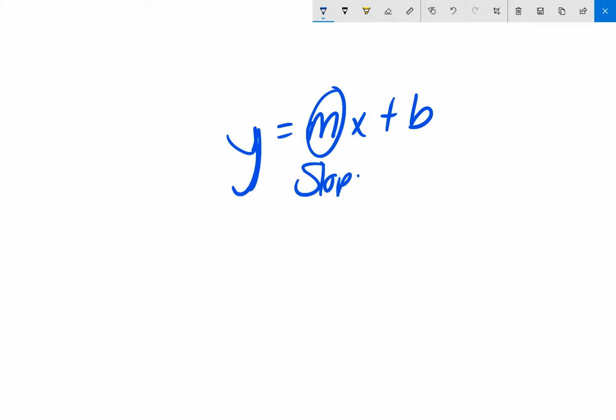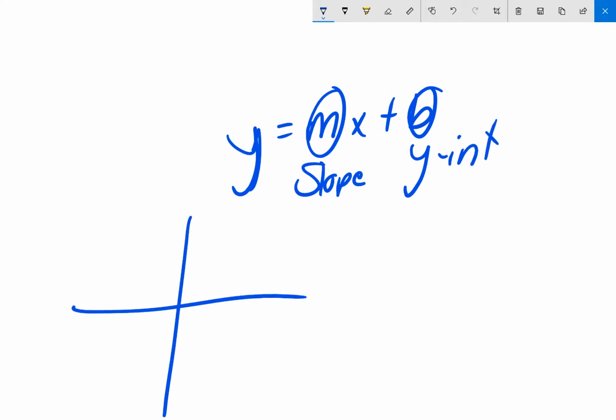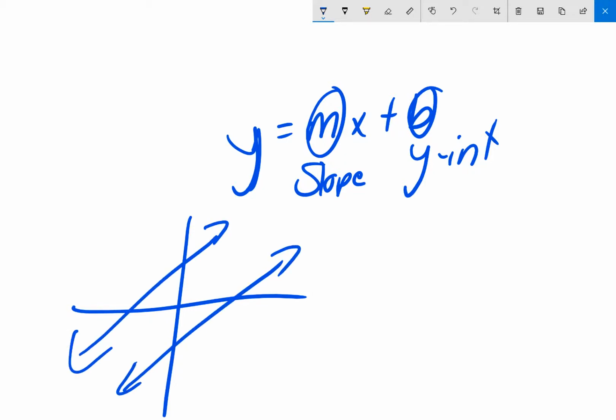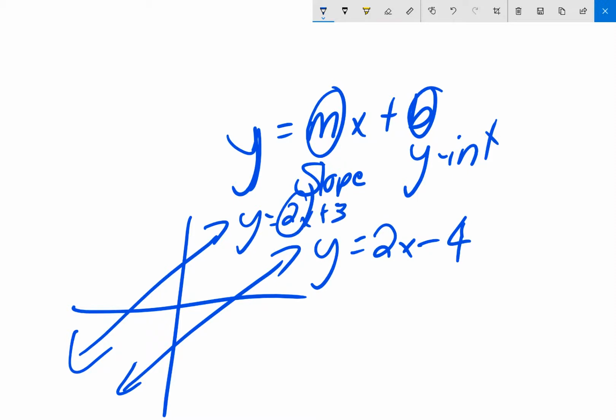Look at equations that are set up as y equals mx plus b, which is exactly what we have here in number 1. We have y equals mx plus b, or f of x equals mx plus b. m is always the slope, and b is always the y-intercept. If you think about a graph, parallel lines have the same slope, right? So if I have one line that is y equals, let's say, 2x minus 4, and the other line is y equals 2x plus 3, these would be parallel because they have the exact same slope.